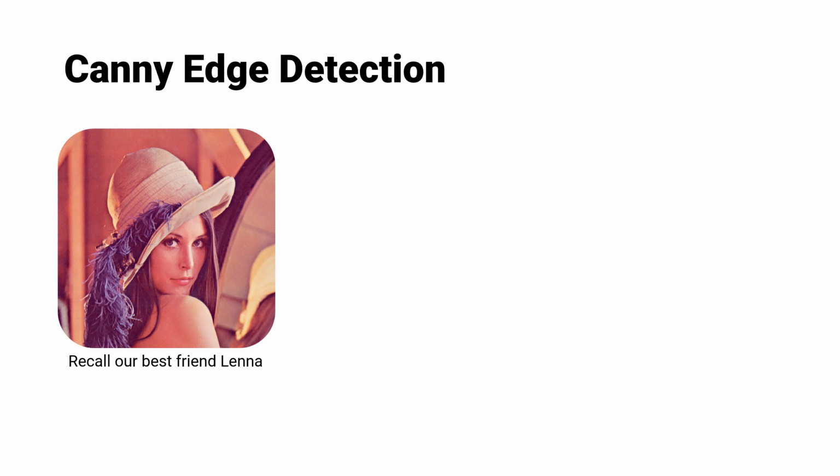So let's recall our best friend Lena from before, and we are going to use her image to find edges. We will find weaker edges like the ones on the feathers and the hairs, but we will also find stronger edges like the hat with respect to the background and our eyes with respect to the skin and so on.